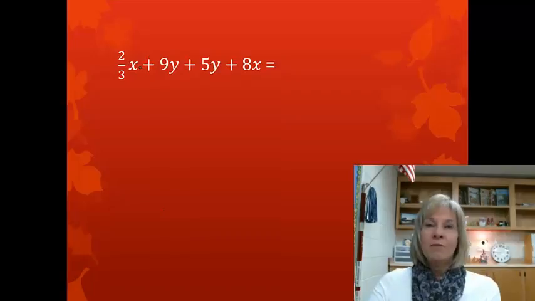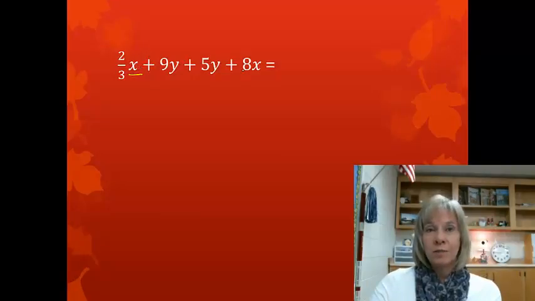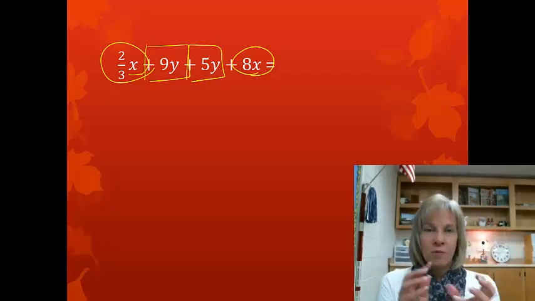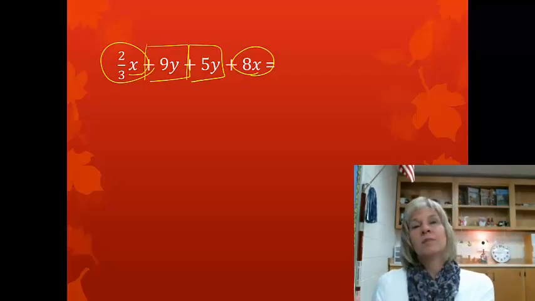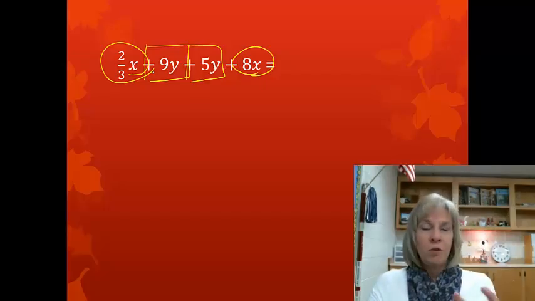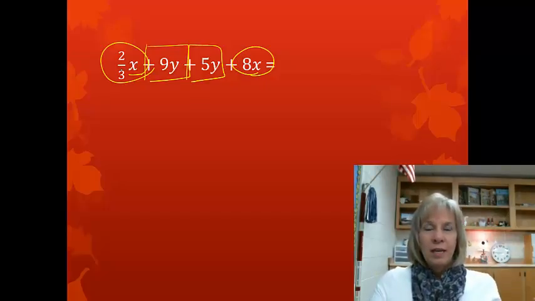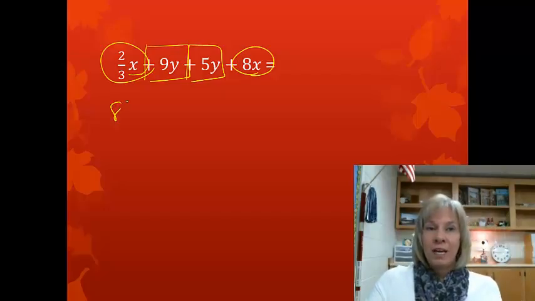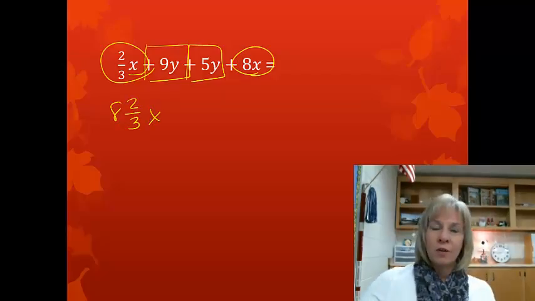Okay, this one, I have two variables. I have x's, and then I have y's. Remember back earlier in the year, we learned to combine these by circling the one term and putting a box around the other term. Sometimes we'd have to put triangles around a third term. So let's do our x's first. Let's think of this as pizza again. If you have 2/3 of a pizza and 8 pizzas, how much pizza do you have? You have 8 and 2/3 pizzas. So we'll put x there to represent our pizzas.